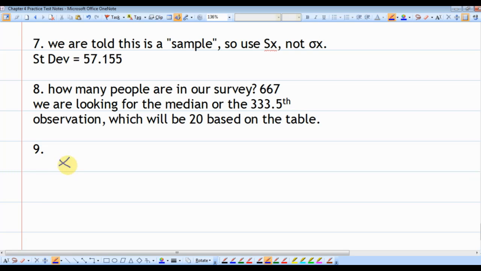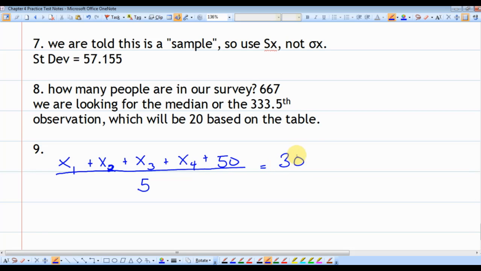Do we know what the first person's age is? Good. Do we know what the second person's age is? No. The third person's age? No, we don't. The fourth person's age? No. Do we know the fifth person's age? Yeah, actually, we know it's 50. It tells us, right? And then we're going to divide by 5. And how much are we going to get? 30, because that's the average.